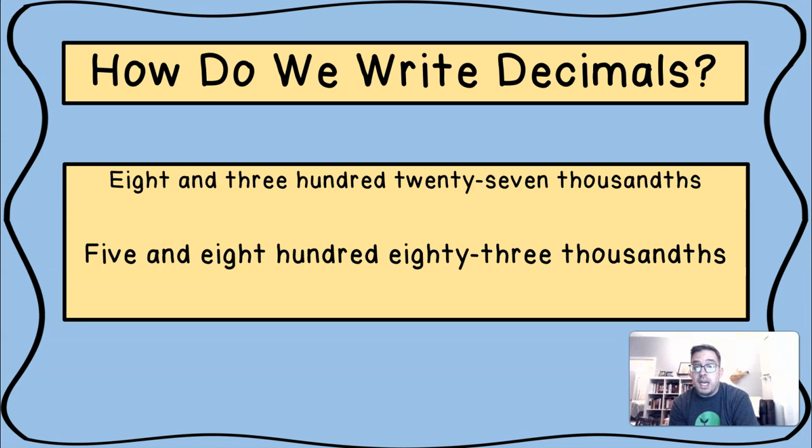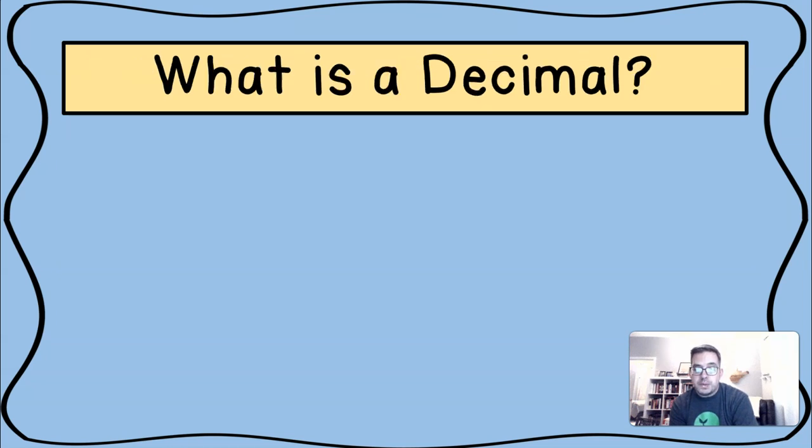So 8 and 327 thousandths. We'll write the number 8, put a decimal point, and then write 327. 5 and 883 thousandths. We're going to write a 5. What do we put when we see the word and when we're writing this? That's right, we're going to put a decimal point. And then we're going to write 883 thousandths.